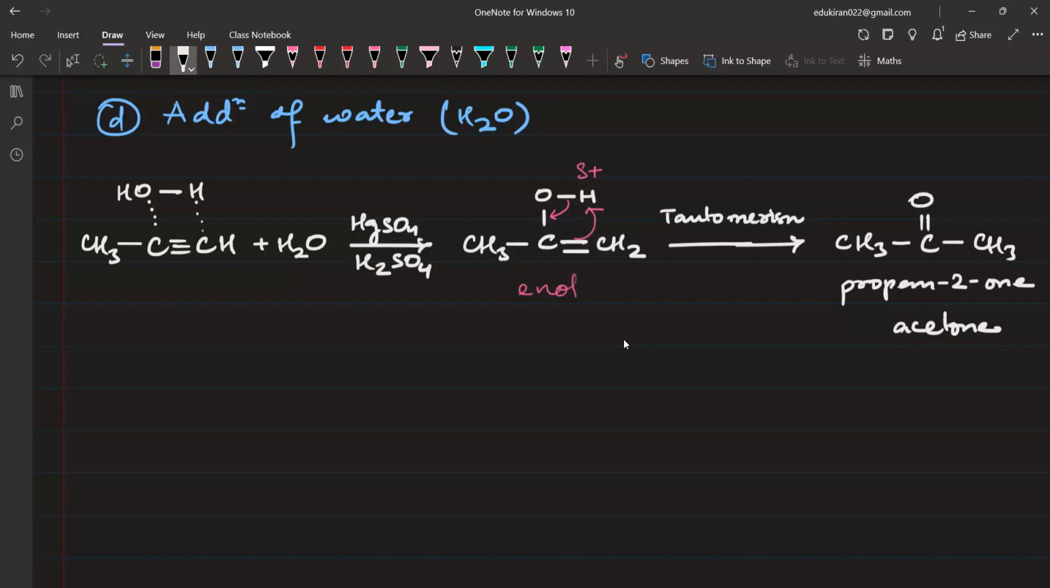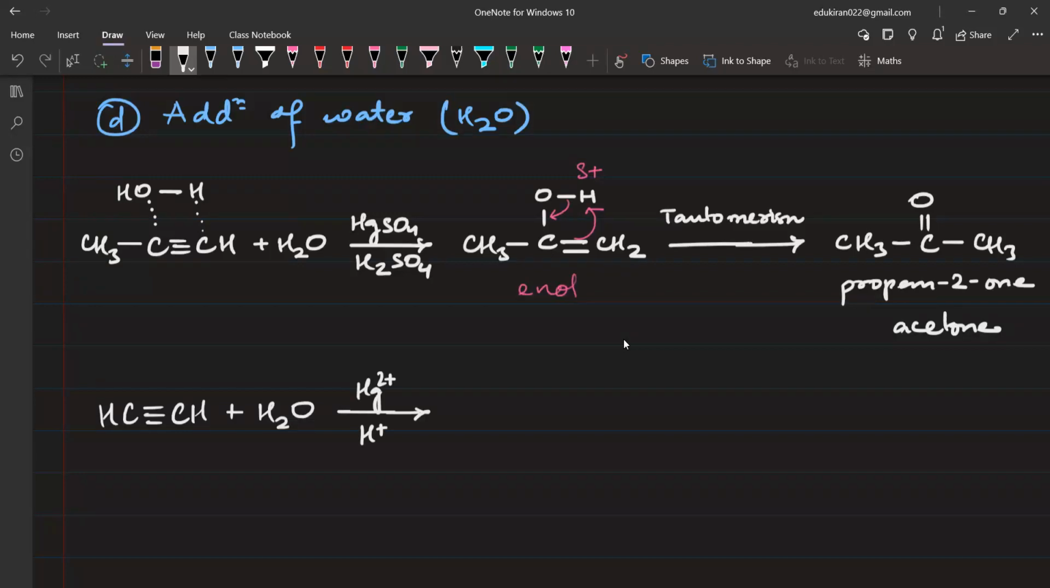Similar reaction, see here guys. You have H, C triple bond C, and you have H. So plus H2O. Now here both the carbon atoms are same, so no matter wherever you attach the oxygen and the hydrogen. This is done in the presence of Hg2+ as HgSO4 and H+ from H2SO4. So you can have this reagent also, Hg2+ and H+.